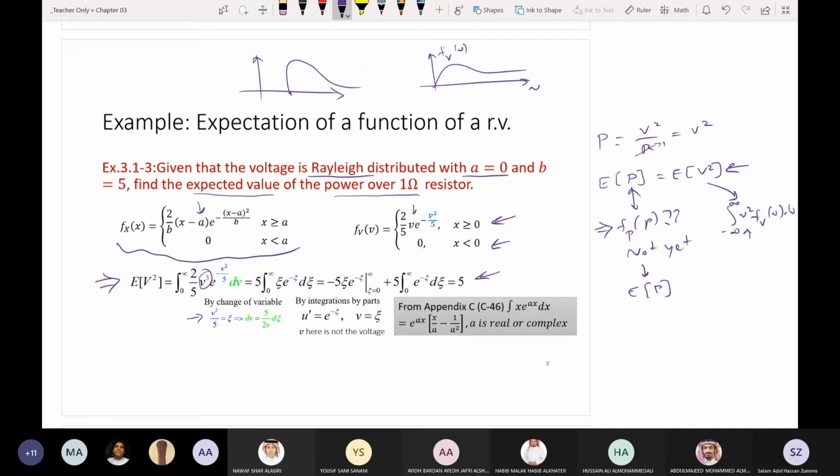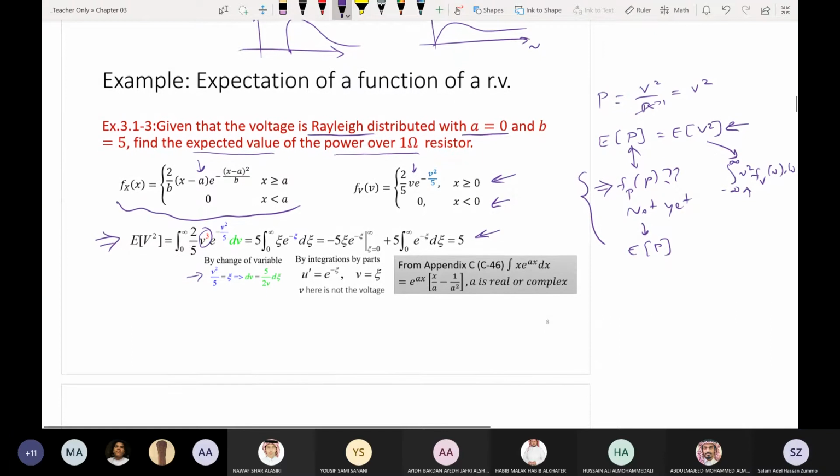So now we were able to find the average power without going through finding the PDF of P. And as I mentioned, in many cases it takes a lot of time to find the PDF of P, as we will see later, and it's not worth it. We are not interested in more than the average of P. Is that clear, guys? Any question?